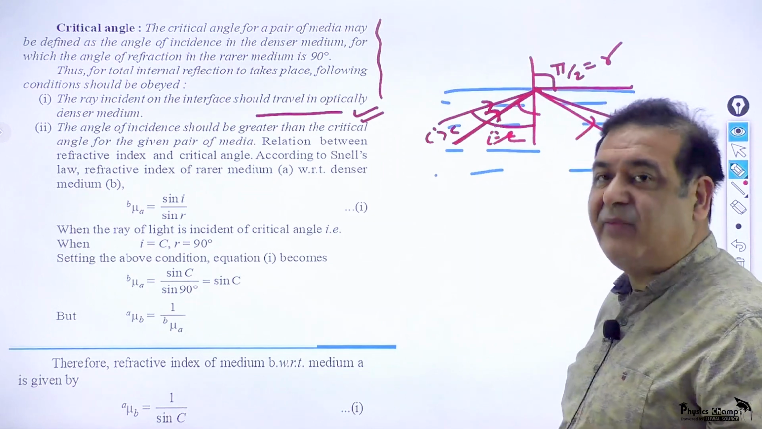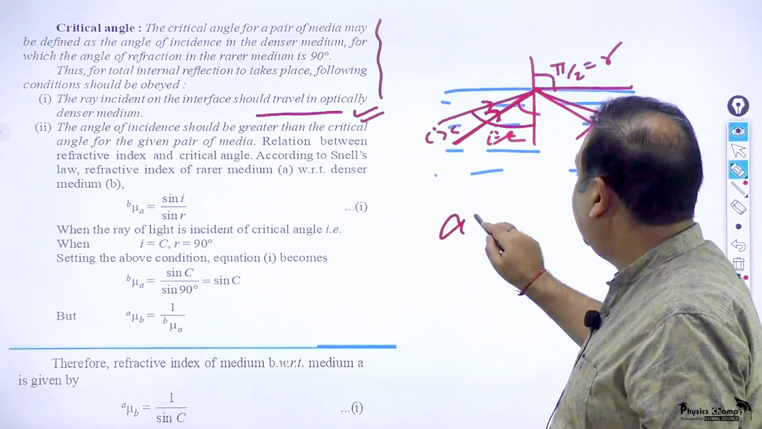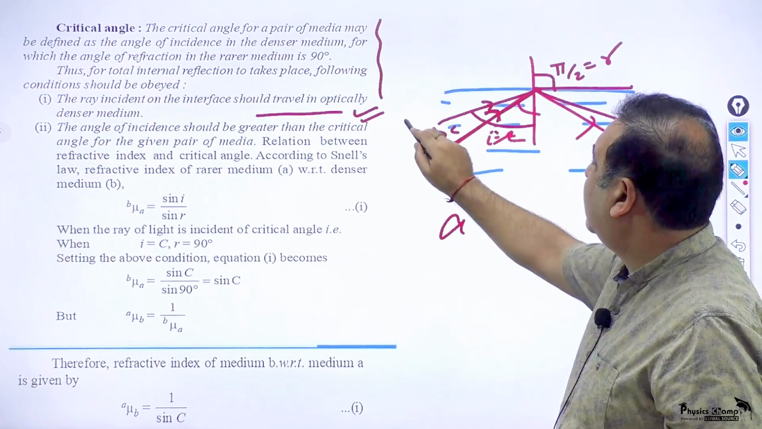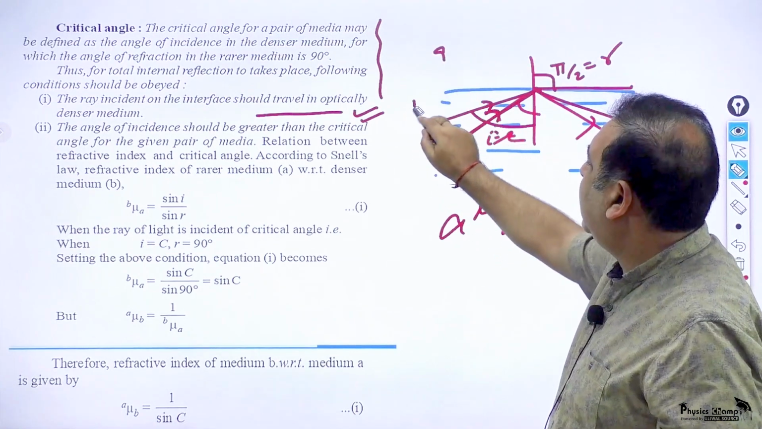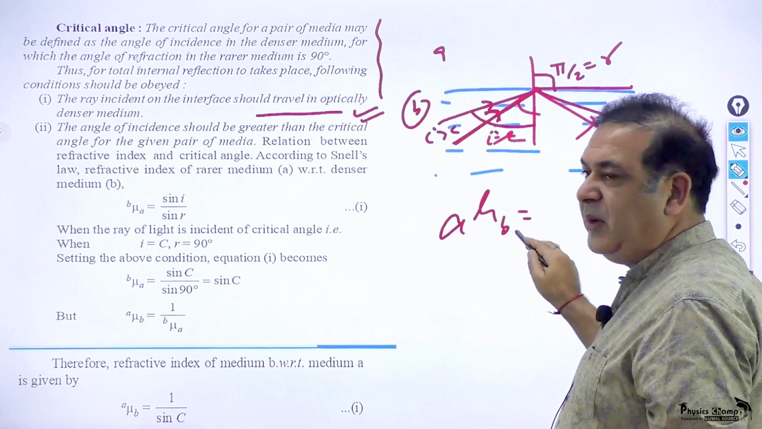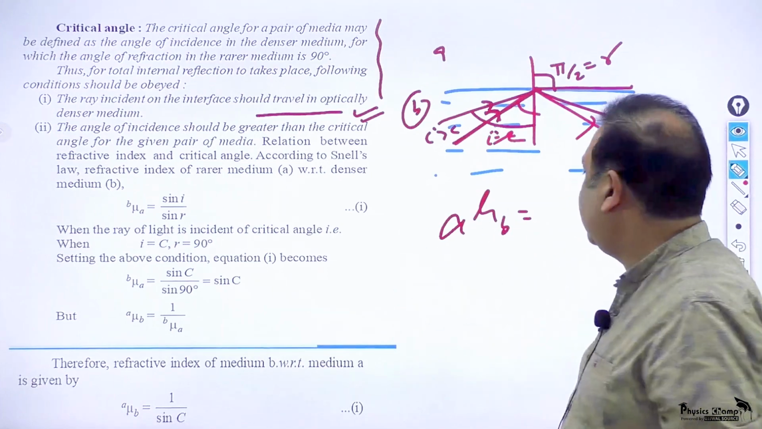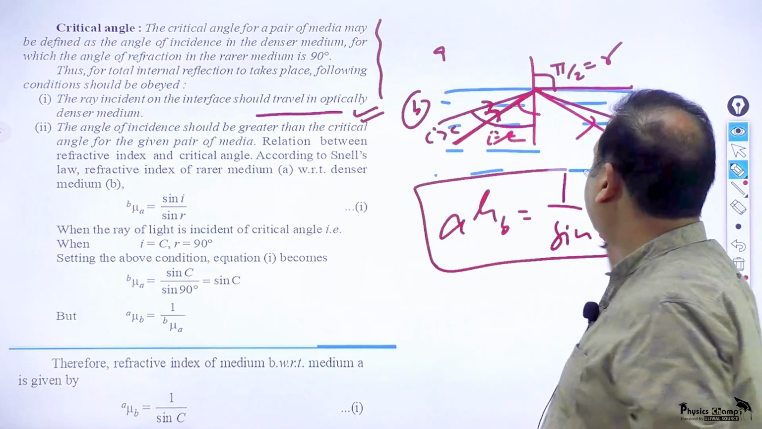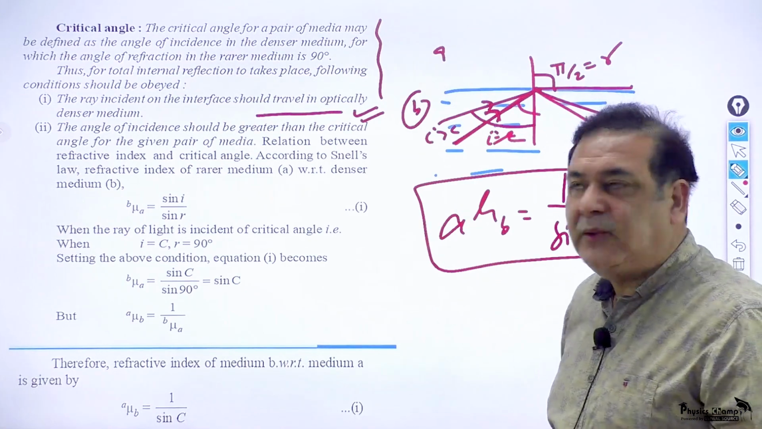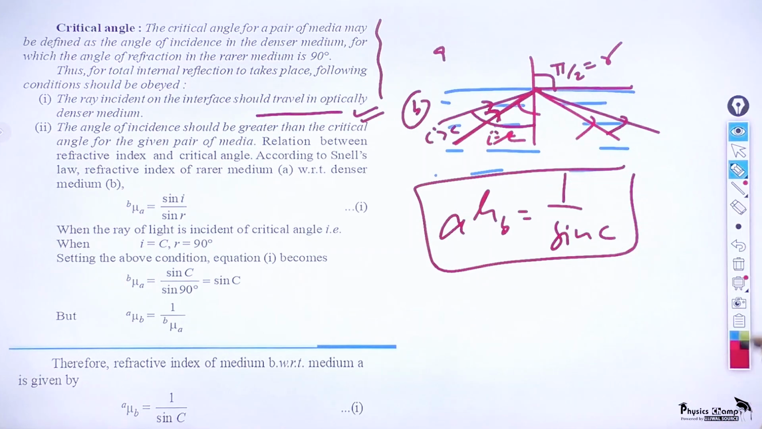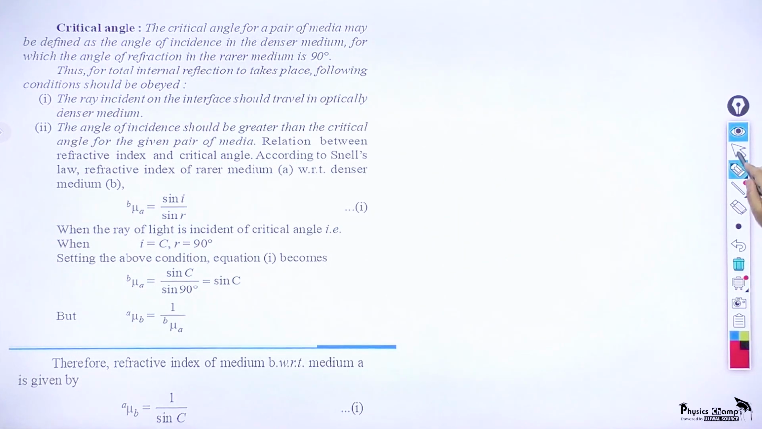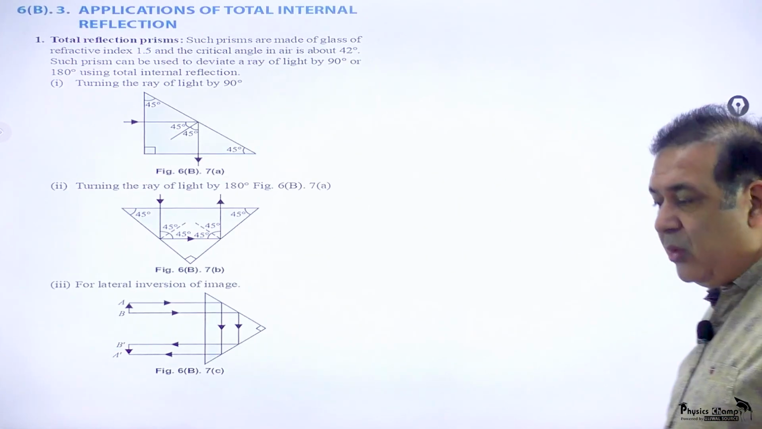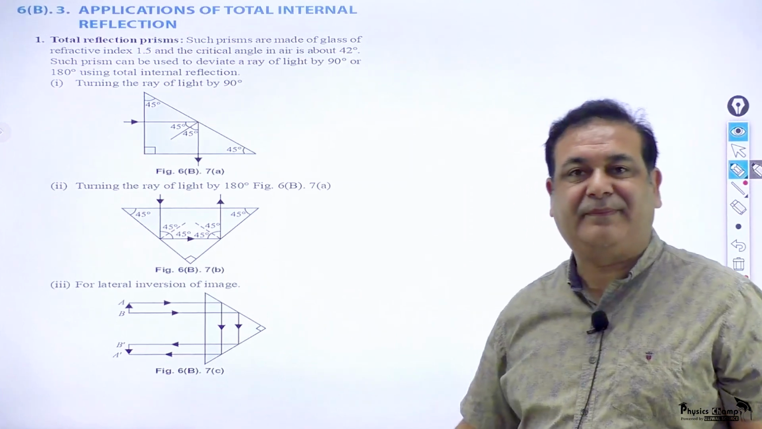Then the relation of refractive index: if this is medium A and this is medium B, then A mu B, or the refractive index of the denser medium with respect to the rarer medium, will be 1 by sin C. So that's how total internal reflection works. You will observe some very interesting numericals and examples on total internal reflection.